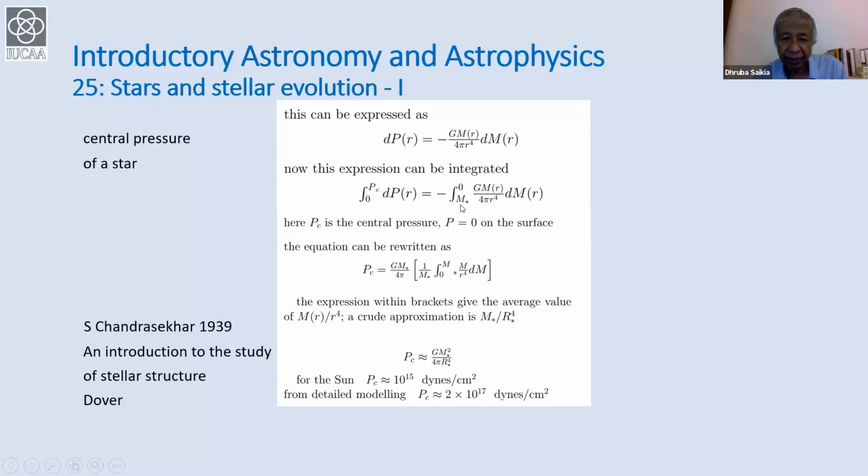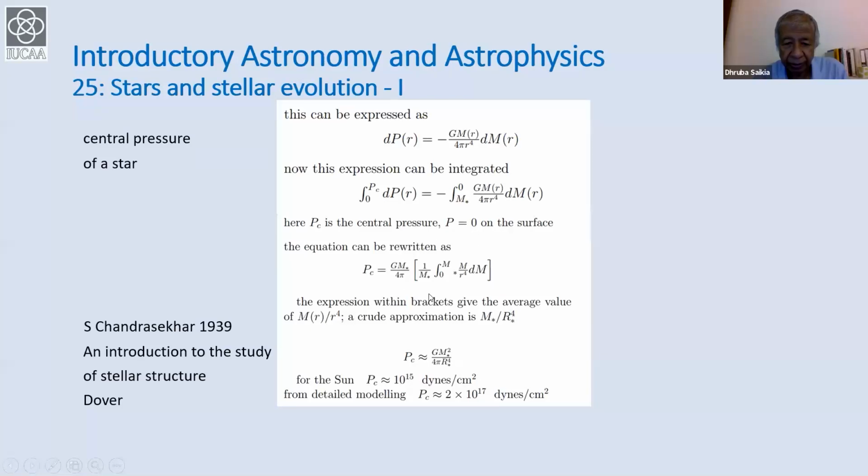Whereas the mass is 0 at the center and maximum at the surface, right? It encloses all the mass at the surface. So if I redo this equation, because this will give me Pc, I take out G upon 4 pi, and I integrate this from 0 to M star, of m upon r to the power of 4 dm. So this expression is nothing but the average value of m(r) upon r to the power of 4.